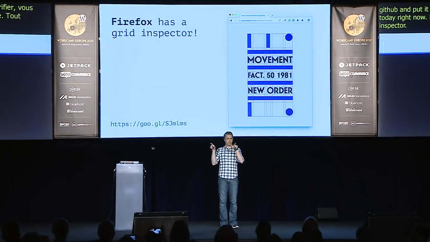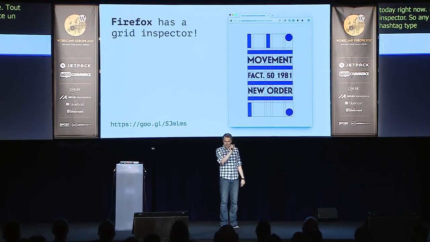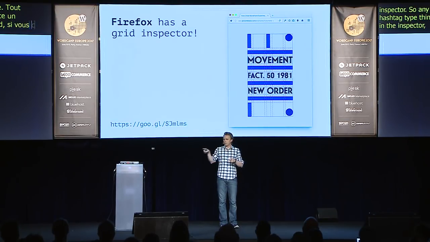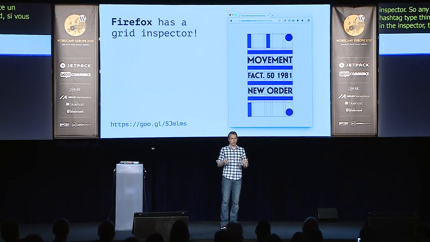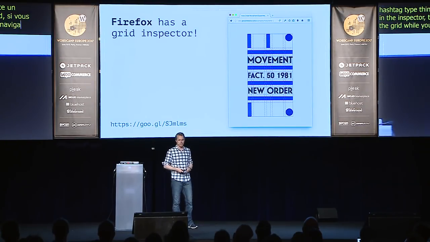Number one, use Firefox when you develop, because Firefox has a grid inspector. So anytime you find an element that has grid on it, there's a little hashtag type thing that's supposed to look like a grid. And if you click on that in the inspector, the grid lines appear in your browser, and you can actually see the grid while you're working with it. I'm sure the other browsers will catch up, but right now, Firefox has it.